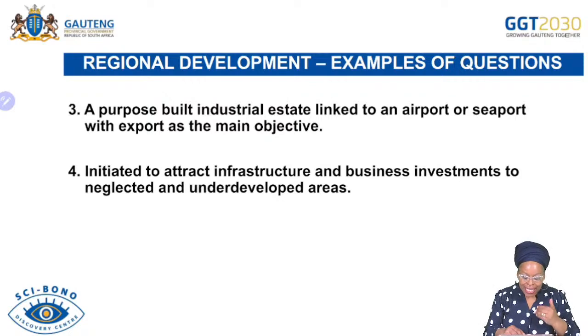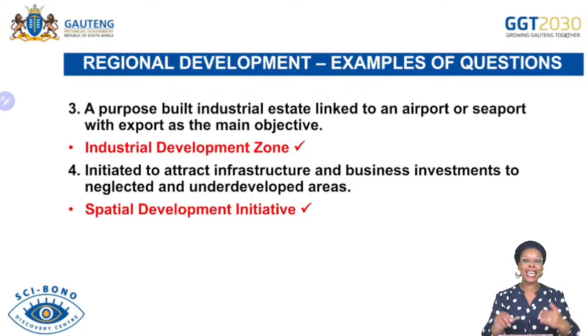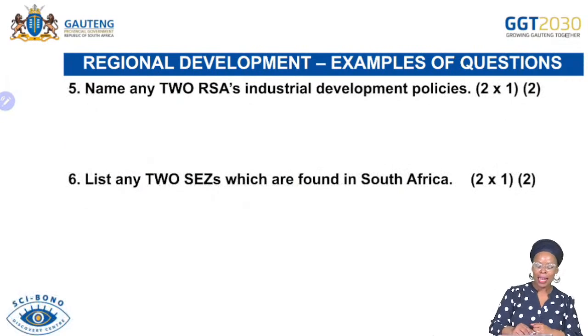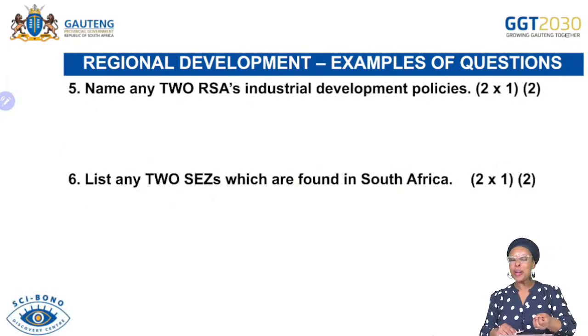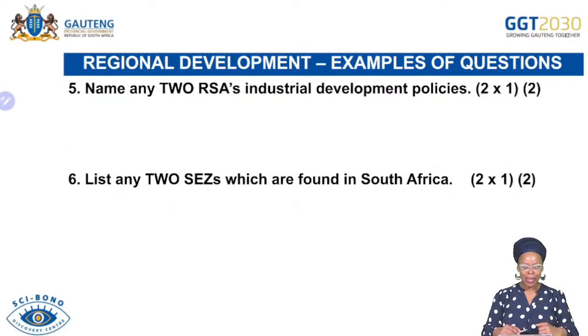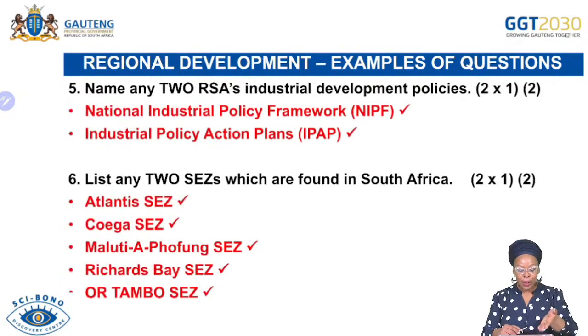Initiatives to attract infrastructure and business investment to neglected and underdeveloped areas. This one is a Special Development Initiative. You can't write SDI. You won't get marks. It must be written in full. No IDZ, no SDI. You can also be asked to name any SDI, and then you can do that.